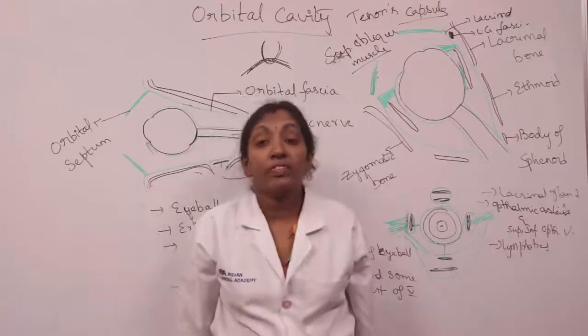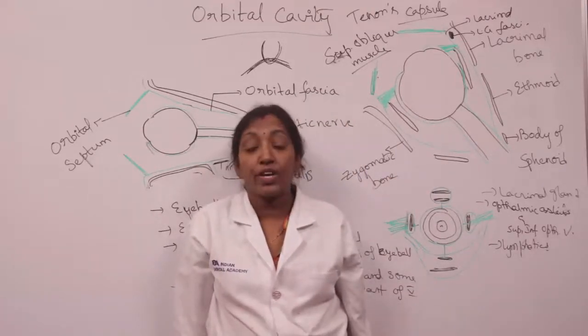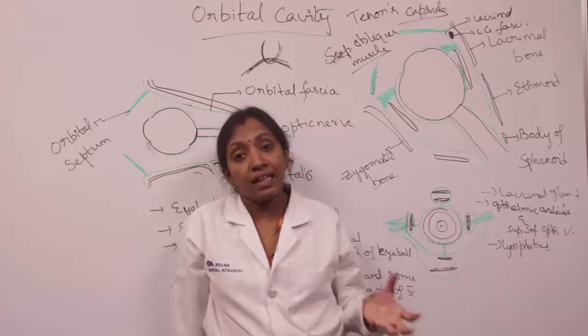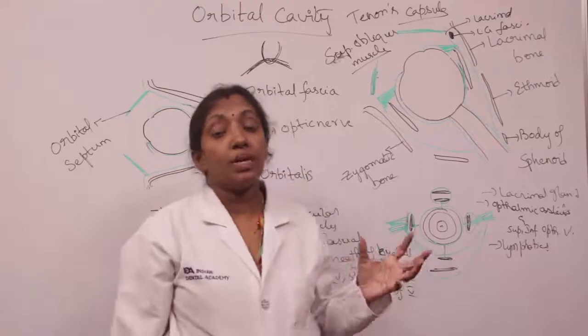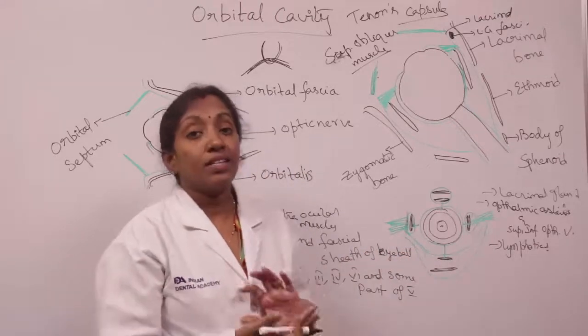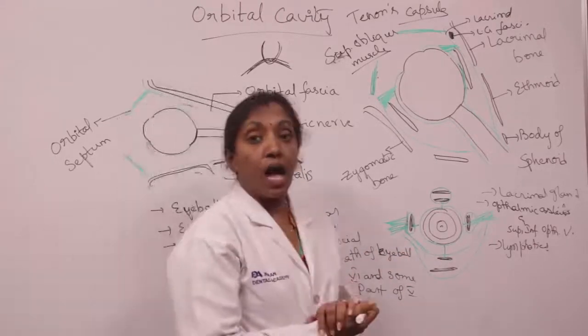There exists a space between the fascia and the sclera. We call it the episcleral space, and this episcleral space consists of delicate fibrous bands. It allows the easy movement of the eyeball.